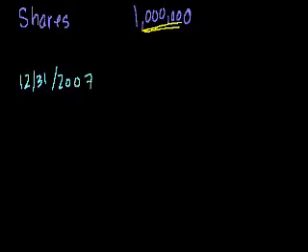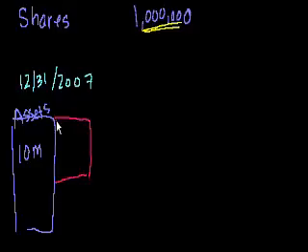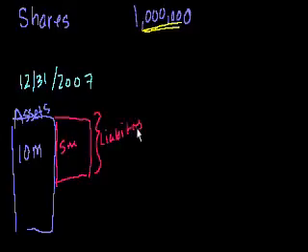Let me just draw it. It had $10 million of assets. It had $5 million of debt. You can kind of view this as the liabilities, of which debt is one of them, but let's just say it's all of it. So $5 million of liabilities. So the shareholders' equity, or you could almost view the book value of the equity of the company, is $5 million.